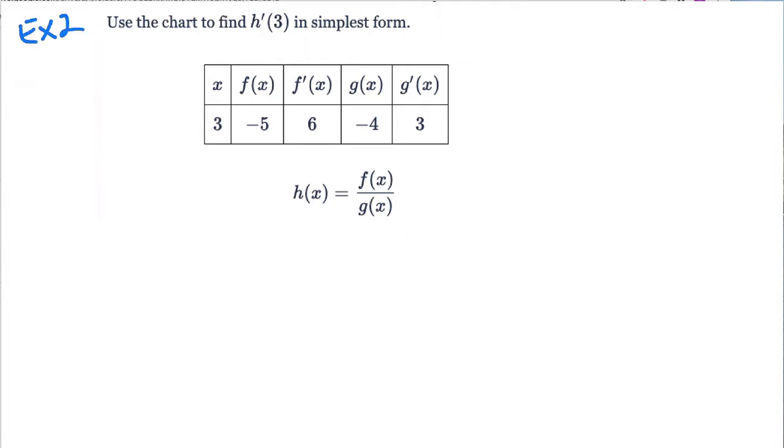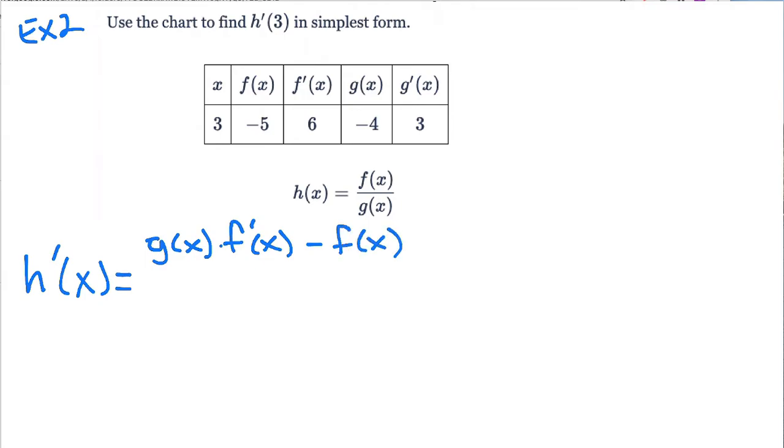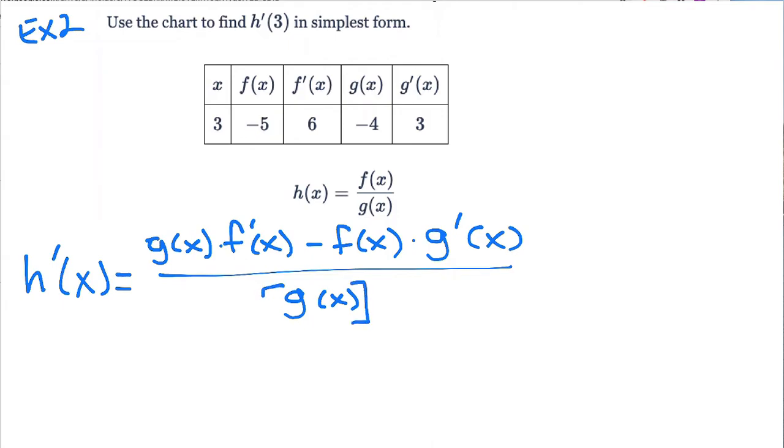Here's the second example. So you're given this function h of x, which is the quotient of two things, and you're supposed to figure out what h prime of 3 is. Before we find h prime of 3, we're going to find h prime of x. H prime of x is the bottom function times the derivative of the top function minus the top function times the derivative of the bottom function all over the bottom function squared.